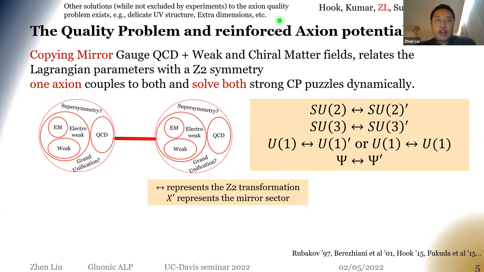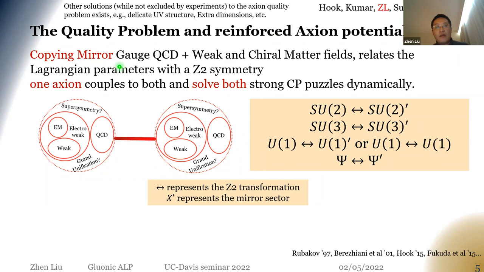However, we try to motivate both the particle realm, like GeV scale axion-like particle, and also the strong CP puzzle. We took a slightly different approach, okay? We try to reinforce the axion potential using a Z2 structure. Here's the basic sketch of the underlying model we are considering, okay?